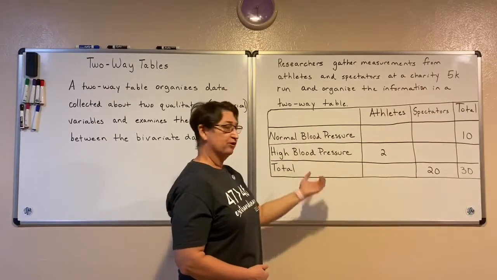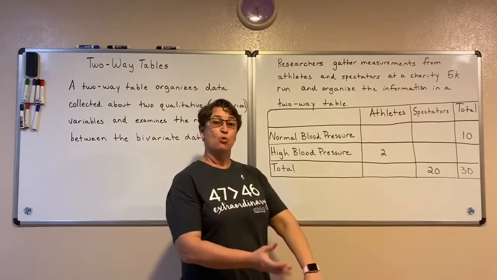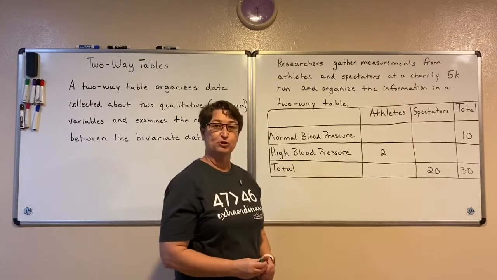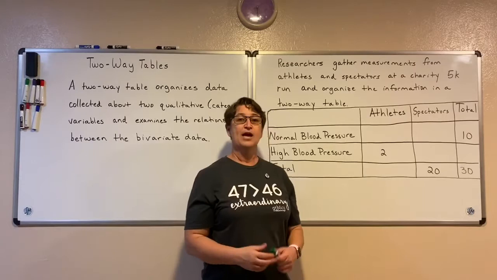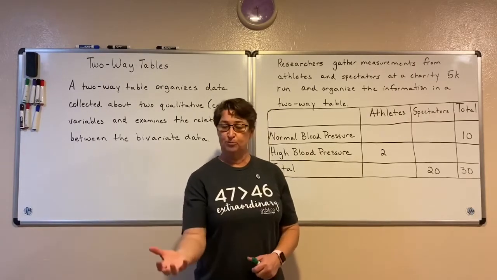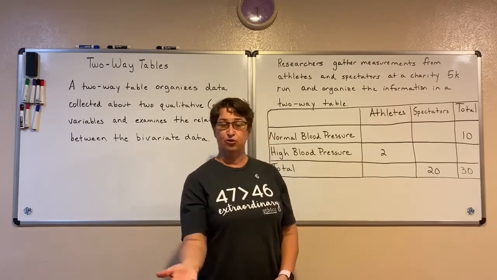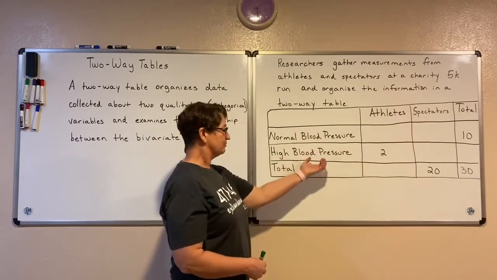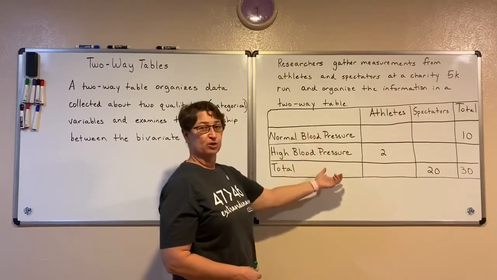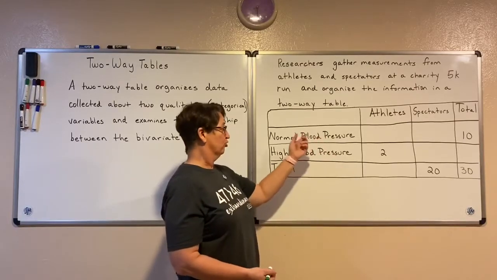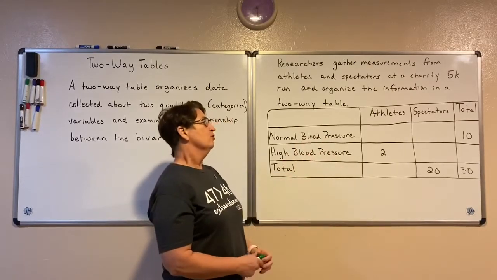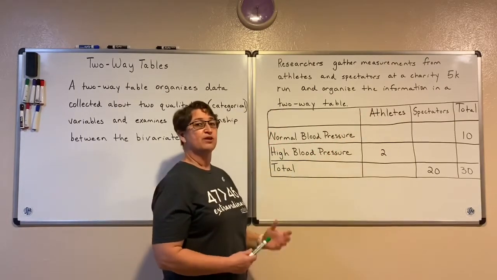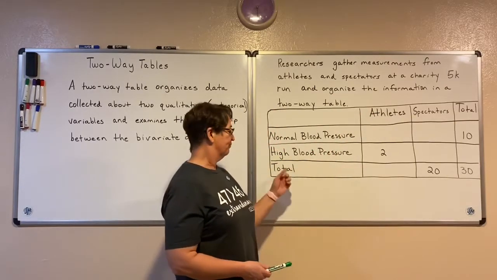Then along here is our other variable. At the 5K, we took measurements from them, and those measurements were of blood pressure. And when we measured their blood pressure, we put them into two categories, either high blood pressure or normal blood pressure. So along here, the variable is what was their blood pressure, normal or high. So now that we have our two variables on the chart, we begin to fill in the chart.